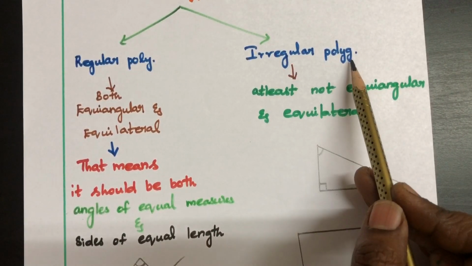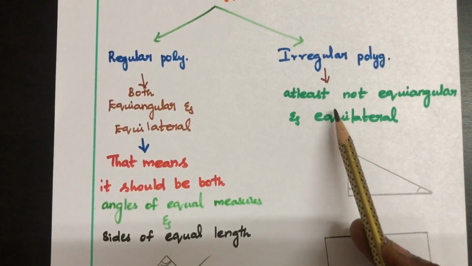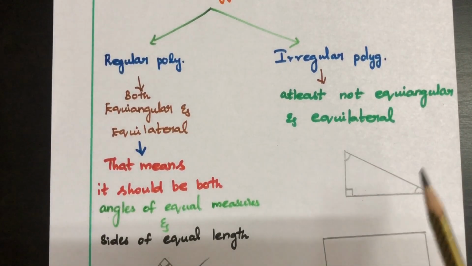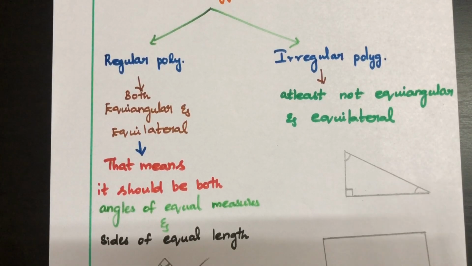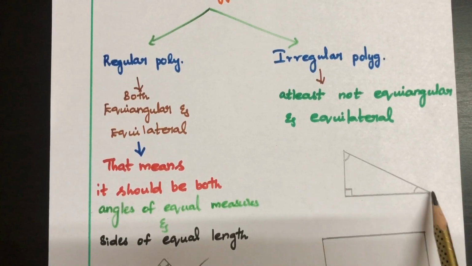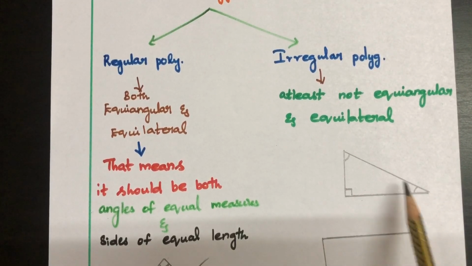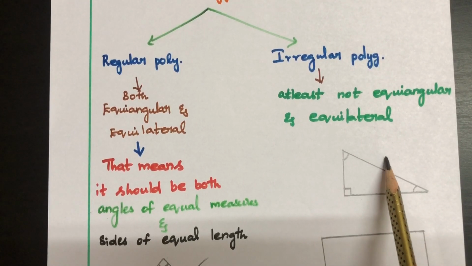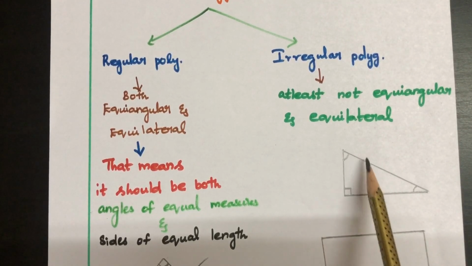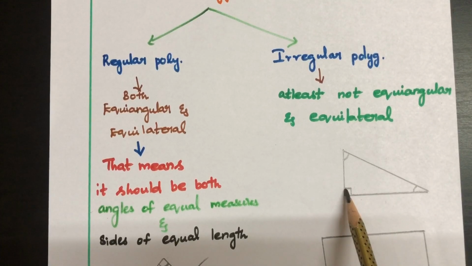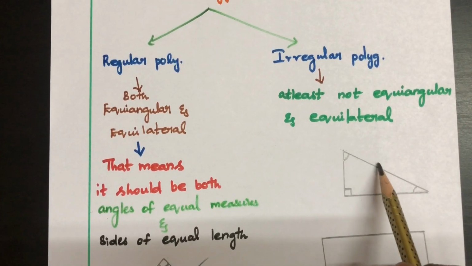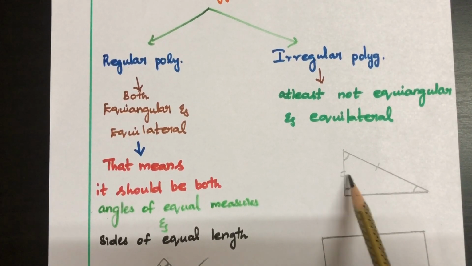What is an irregular polygon? Irregular polygon means at least not equiangular and equilateral. At least means at least one angle must be different or one side must be different. See here, this is a right angled triangle, right? So this is the hypotenuse. This side must be greater than the other two sides. So this is an irregular polygon. Here 90 degree will come. Here the angles are different. So all the three sides are different.